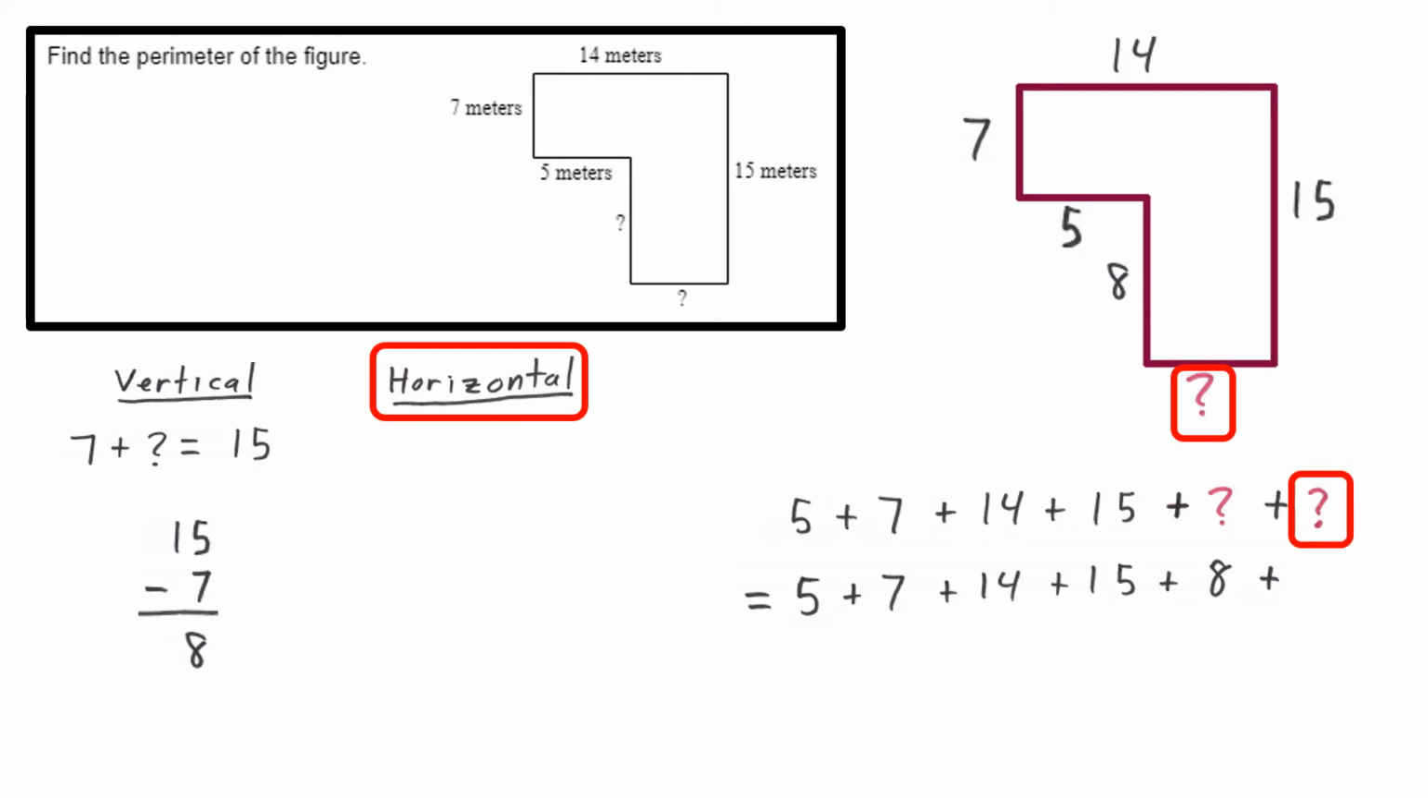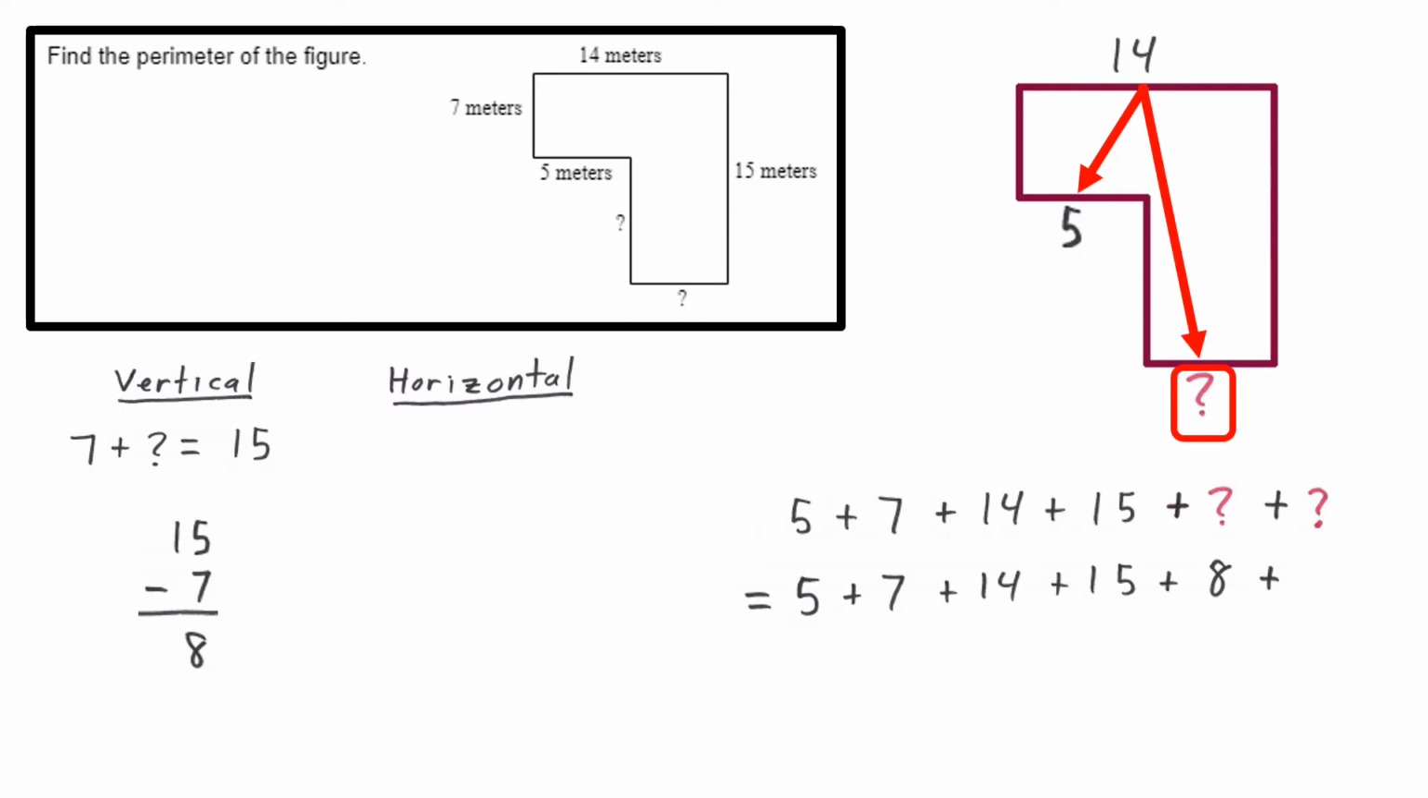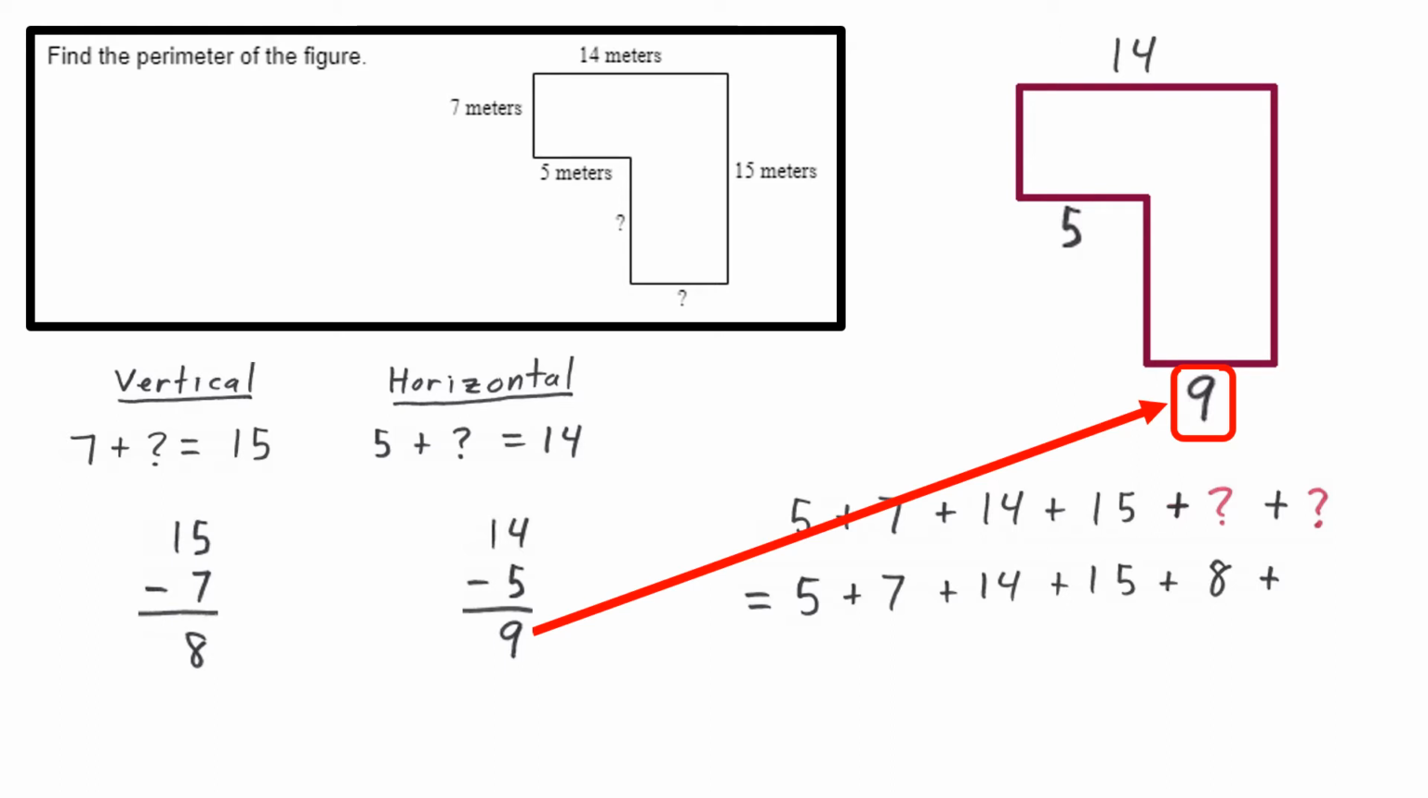We also need to find the length of the missing horizontal side. Notice that the two horizontal sides, the 5 and the question mark, take up the same distance from left to right as the side up top that's labeled with 14. So the 5 plus the question mark must equal 14, which means we can find the question mark by subtracting. 14 minus 5 leaves 9 for the unknown side. It goes here, and it goes into the expression that we're trying to add.